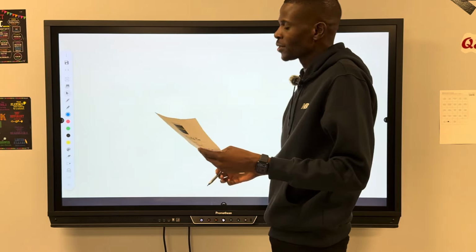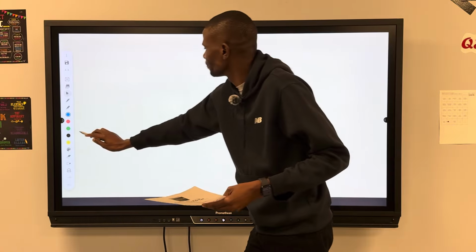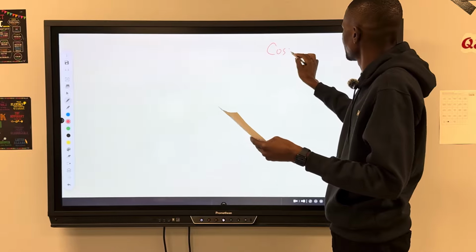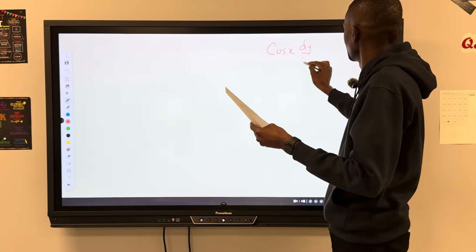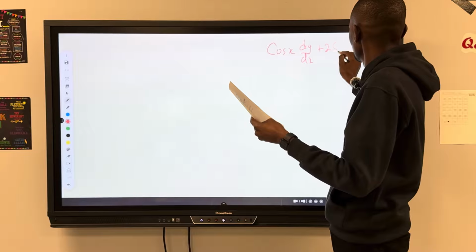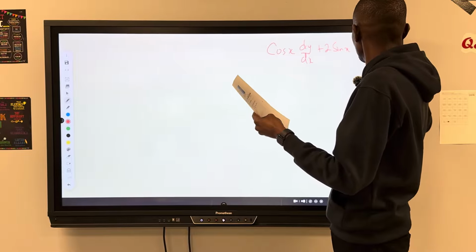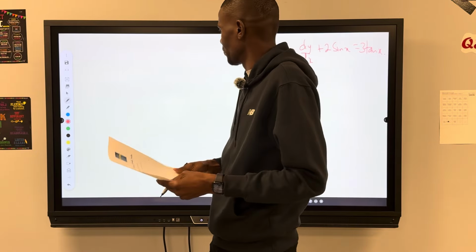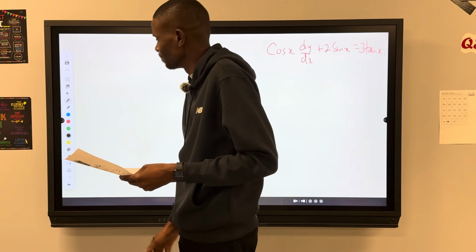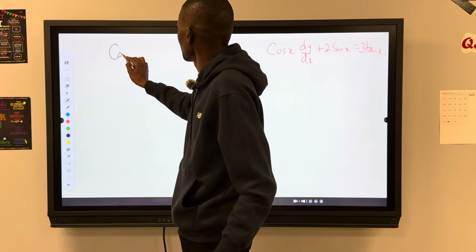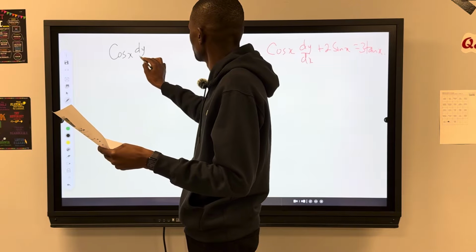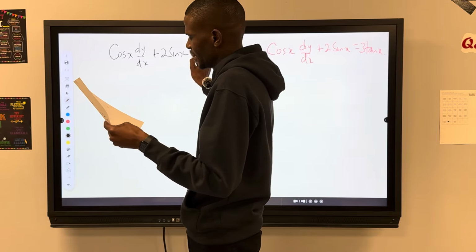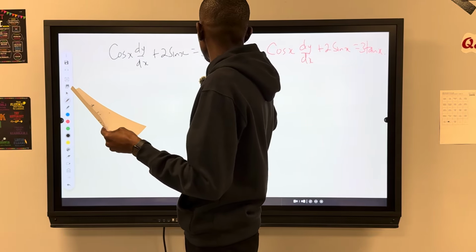Okay, so I'm going to rewrite this problem down. Okay, let me put it in red. So cos x dy/dx plus 2 sine of x equal to 3 tan of x. We need to find the general solution of this differential equation, right? So I have my cosine of x dy/dx plus 2 sine of x equal to 3 tan of x.